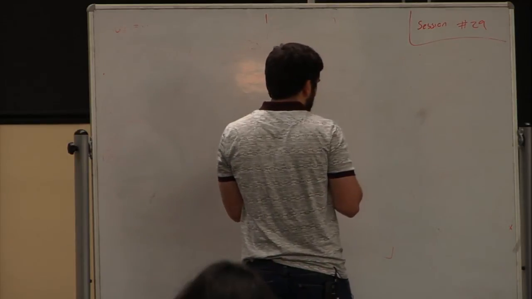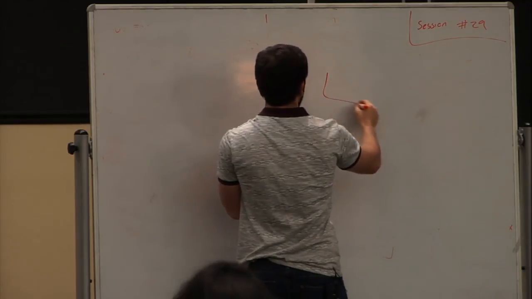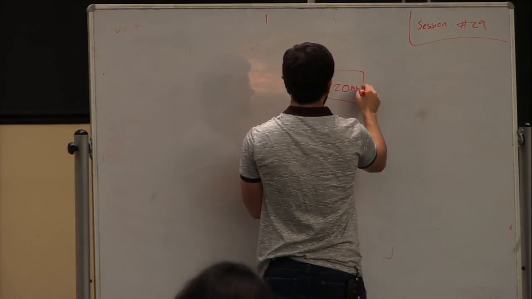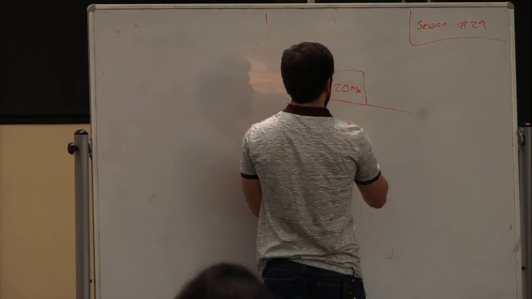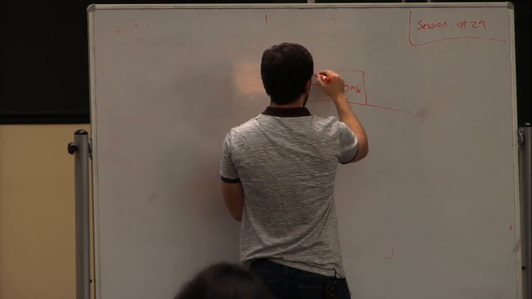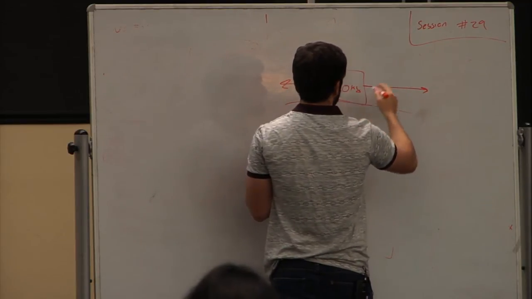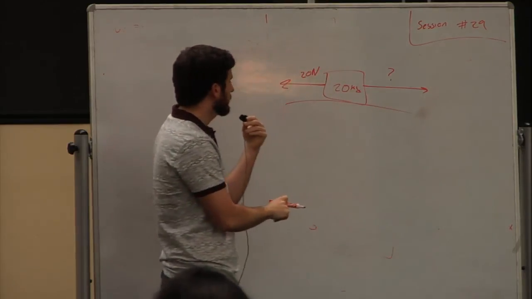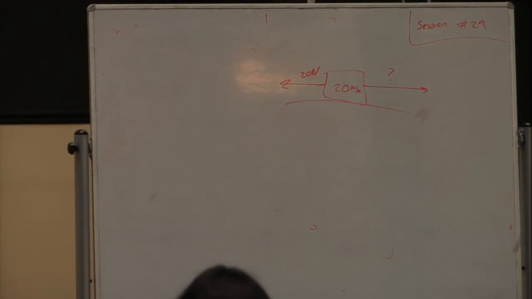All right, we have a box. It's 20 kilograms. It's on a flat surface. It's also being pulled this way with 20 newtons. So we have a 20 kilogram box sitting on a flat surface, being pulled to the left with a rope by 20 newtons. And I want to solve for what force I would have to pull to the right to get it to start moving in that direction. Any ideas on how we would do that?